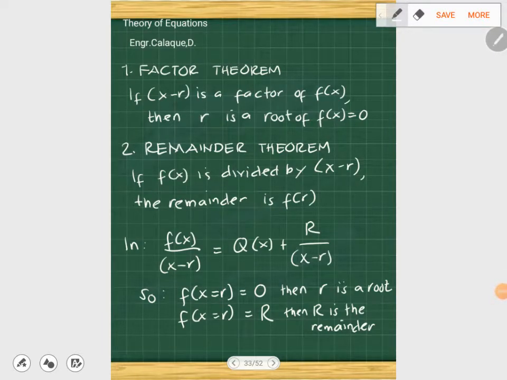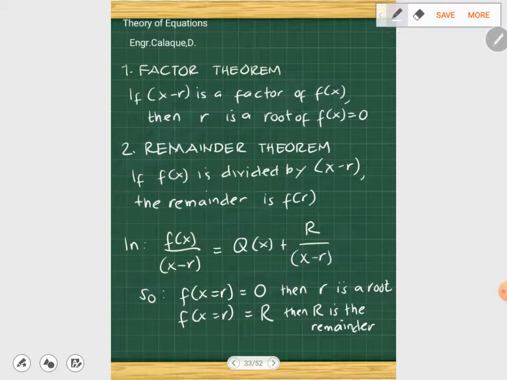Okay, so next topic is theory of equations. So meron tayong dalawa, no? We have the factor theorem and the remainder theorem. So sabi dito sa factor theorem, if yung x minus r is a factor of function of x, then r is the root of function of x, which is equal to 0.